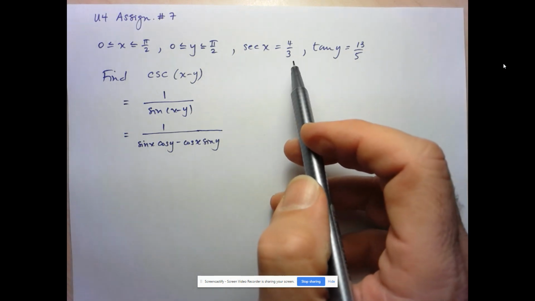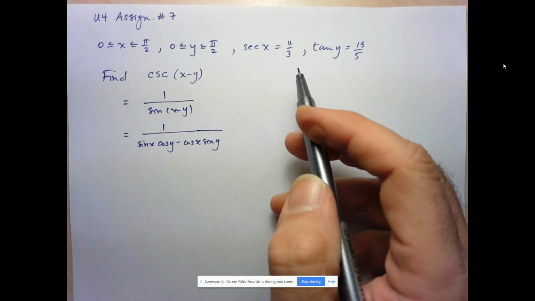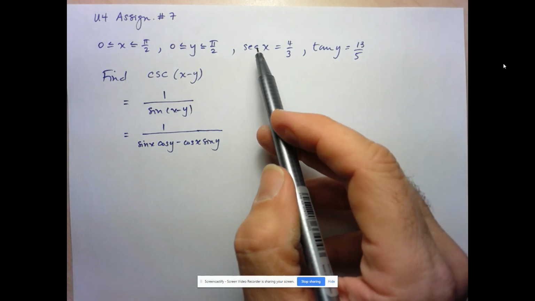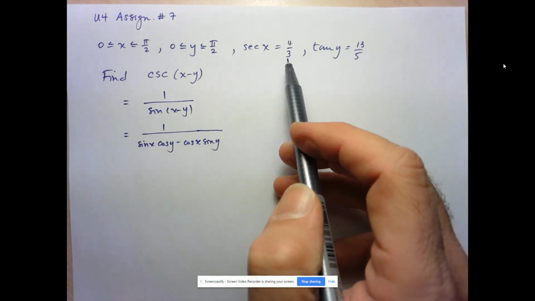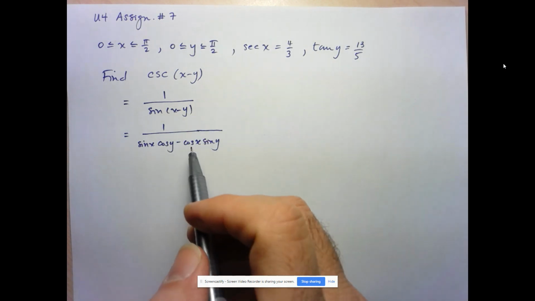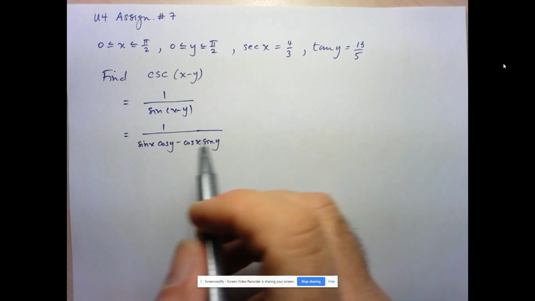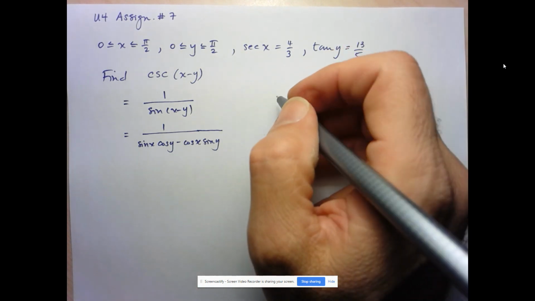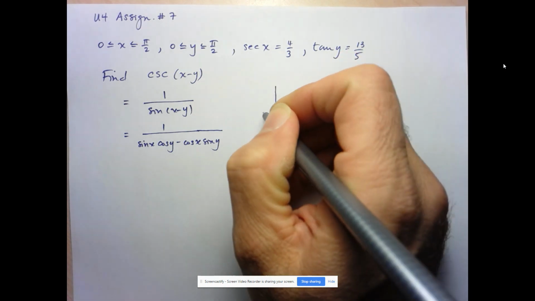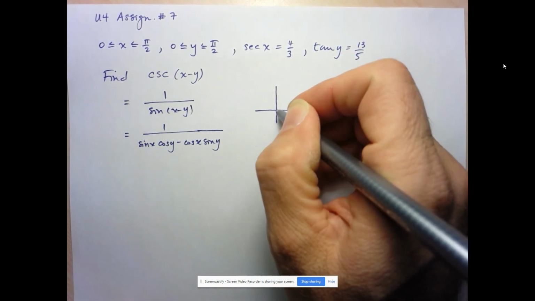All right, and the best thing to do here is to draw out a diagram to see how we can use secant of X being in the first quadrant and equal to 4/3 to help us determine sine of X and cos of X. And then we're going to repeat for the angle Y. All right, so let's start with my diagram for X. So it's in the first quadrant.